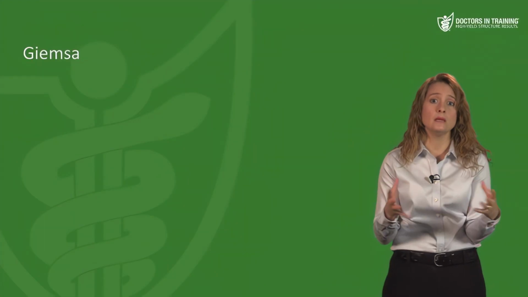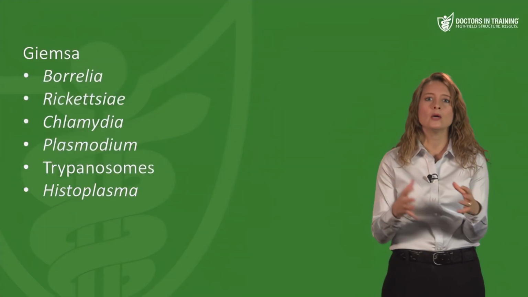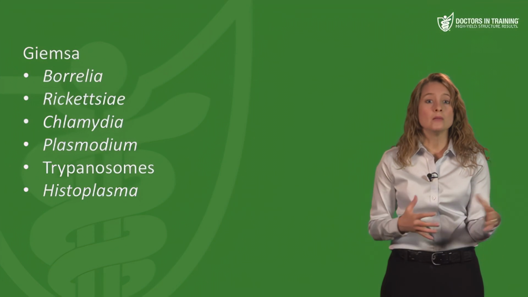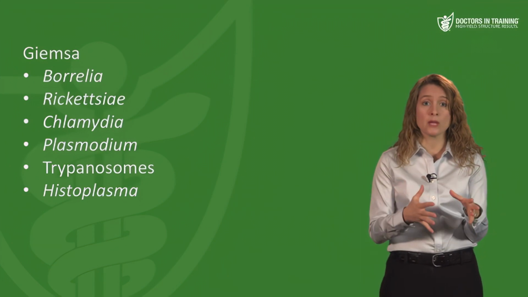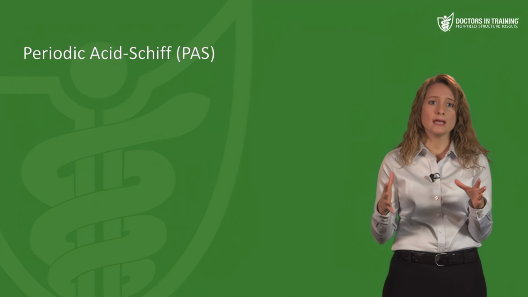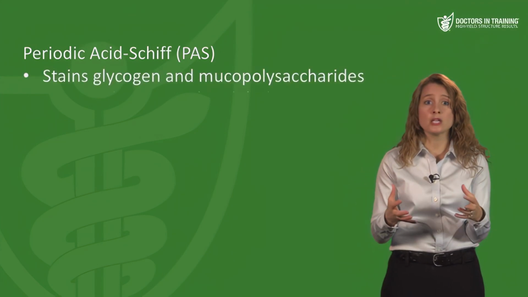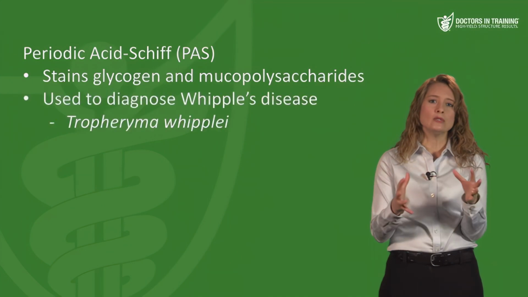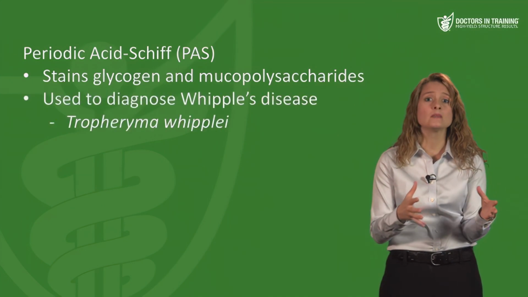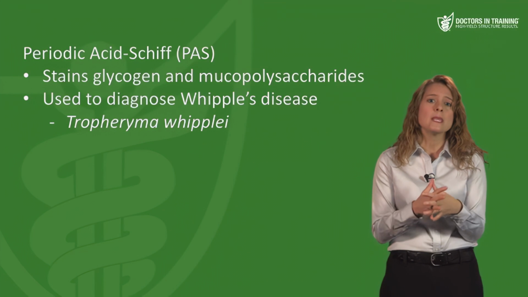There's Giemsa stain. Giemsa can be used to stain Borrelia, Rickettsia, Chlamydia, Plasmodium, Trypanosomes, and Histoplasma. Then there's PAS, periodic acid-Schiff stain. PAS stains glycogen and mucopolysaccharides. It can be used to diagnose Whipple's disease caused by Tropheryma whippelii.